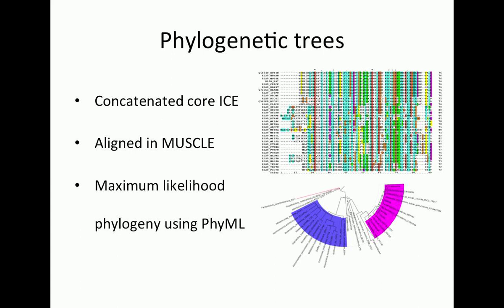In order to generate the phylogenetic trees of the core ICE, all the ICEs were concatenated and then the sequences aligned in MUSCLE, and a maximum likelihood phylogeny derived using the program PhyML.